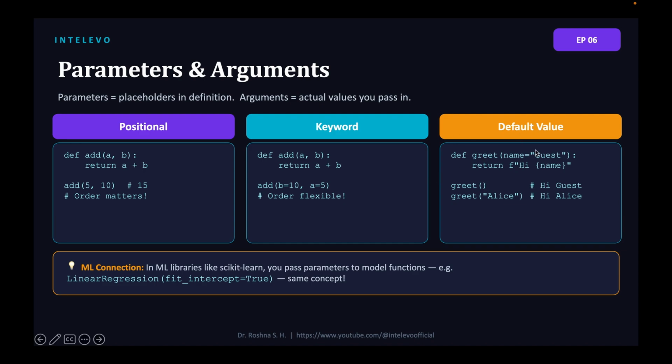And then comes the default value. You set a fallback. If the caller doesn't provide a value, Python uses the default. Here we have defined a function greet, and inside that the default value is name equals guest. So if there is no input and you call the function greet, it will simply return hi guest. If you input a name, it will give hi followed by the name.